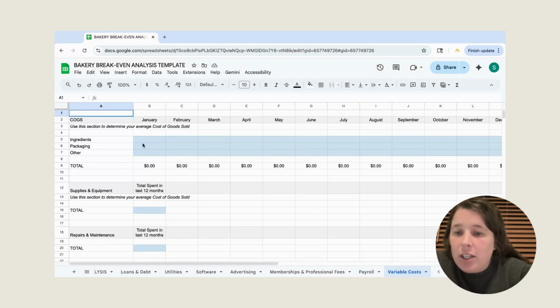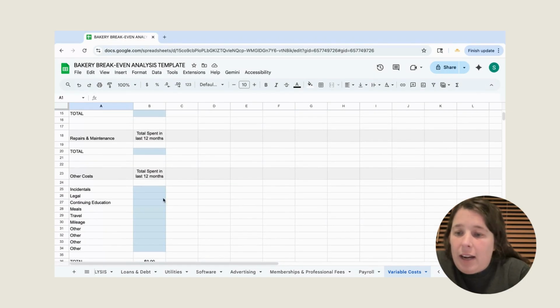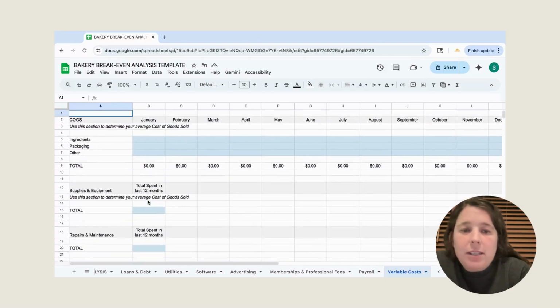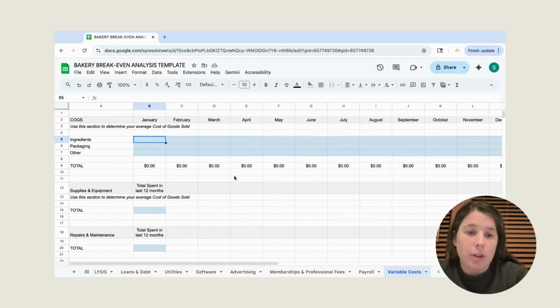And then finally, we have variable costs over here. This is your cost of goods, your supplies and equipment, repairs and maintenance, and then any other incidentals. This is obviously the least accurate one and where you're going to run into a little bit of a guessing game. For me, when I did it, I literally just took my profit and loss statement and plugged in the numbers for each of these items for the last 12 months. And used the average, and that's what we're going to work off of for the break-even analysis.